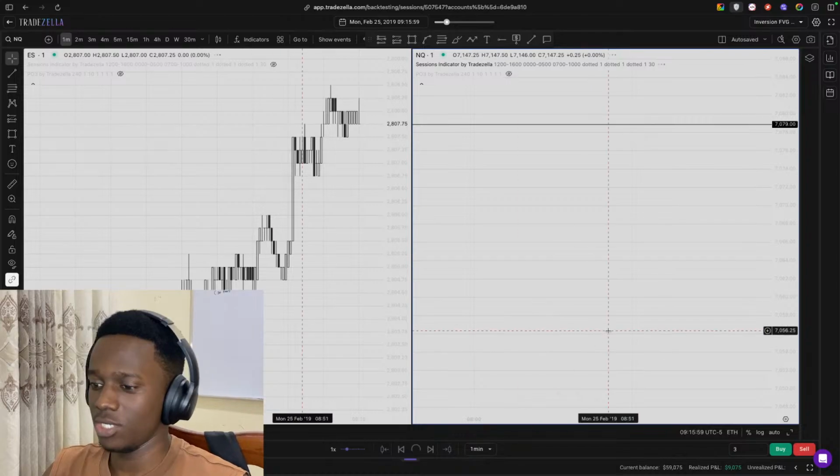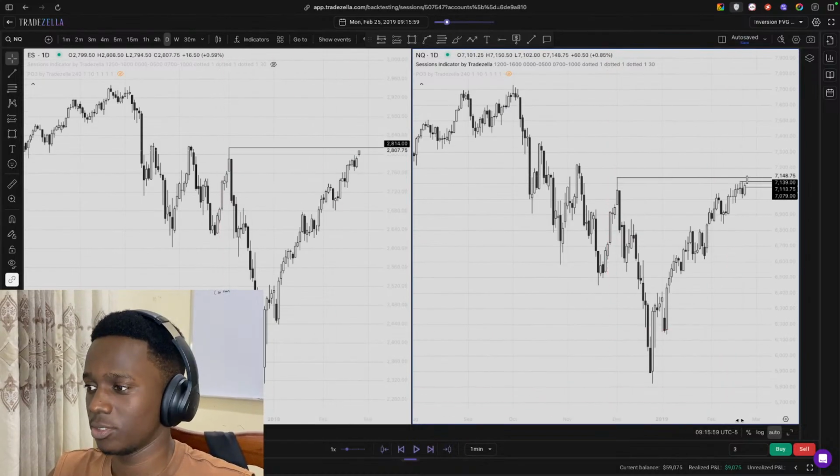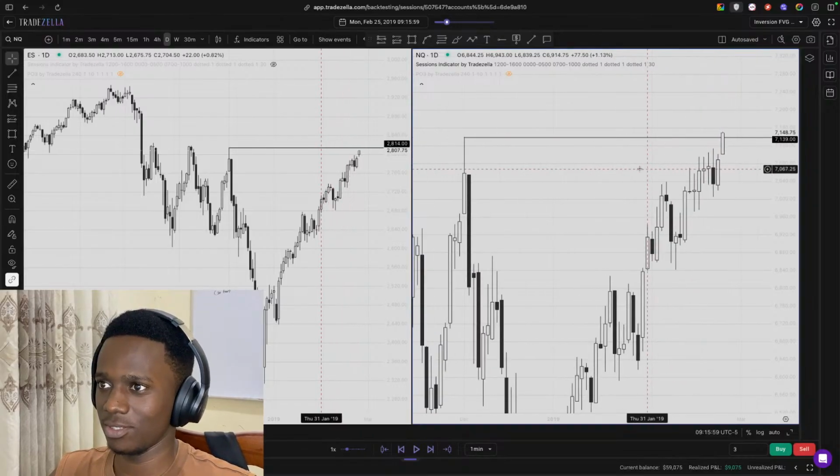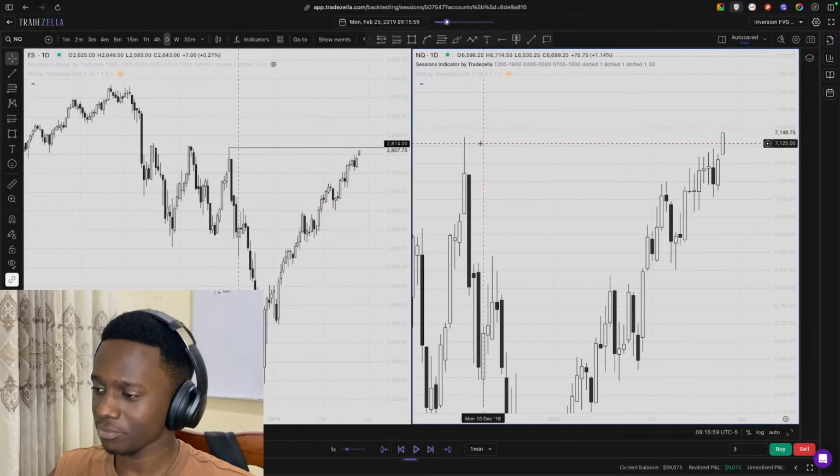We shall see how tomorrow goes, but so far I think we will go well, because you can see that even the rest of the draws that we had just got hit.